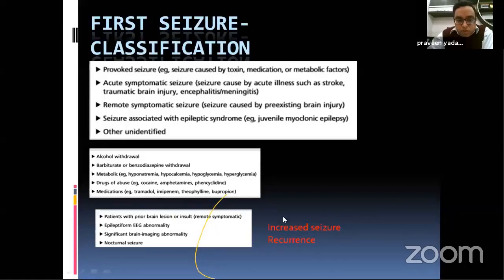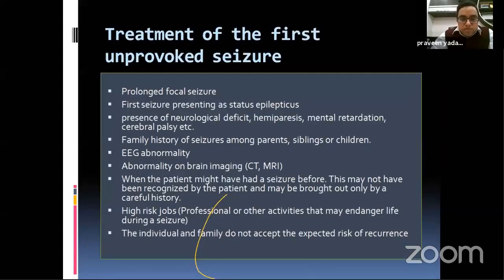And so what are the factors which tell us that there is an increased seizure recurrence? That is, if there is a prior brain insult or lesion, which means remote symptomatic epilepsy; if the EEG is abnormal; if there is significant brain imaging abnormality; and if it's a nocturnal seizure. If the patient develops a nocturnal seizure, the chances of recurrence are quite high. So whenever you get these 4 factors, you should think that even if there is a first seizure, you have to start the medications. So these are the indications for starting medication in a first unprovoked seizure.